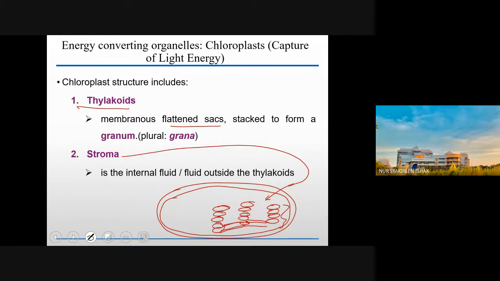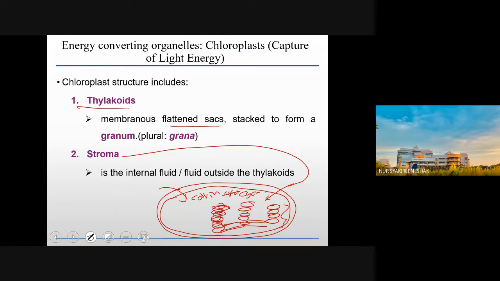It is the place where one of the steps of photosynthesis will occur, which is the dark reaction. Okay, dark reaction occurs in the stroma, which is the Calvin cycle. Okay, Calvin cycle. Tapi kalau light reaction, it involves the thylakoids. Okay, the thylakoid membrane.